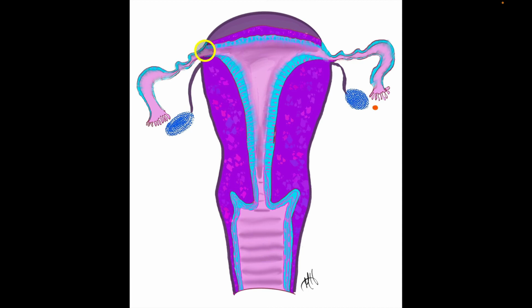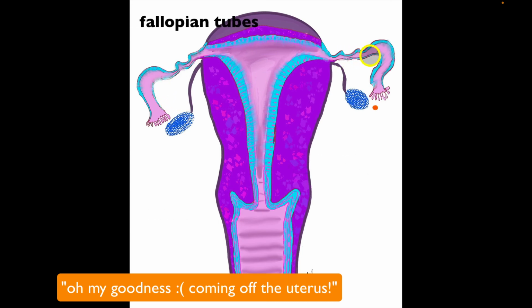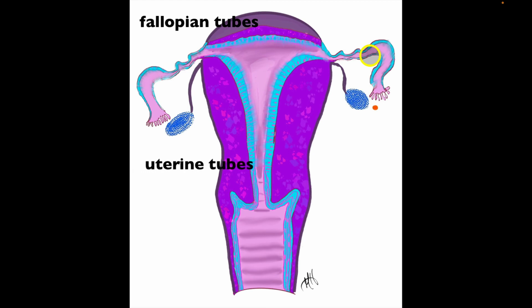If we move back to the uterus, this curved part up here is known as the fundus, and the great majority of the uterus is known as the body. And then once again, the inferior aspect of the uterus is the cervix. Coming off the cervix on each side are the fallopian tubes. They are also known as uterine tubes or oviducts.